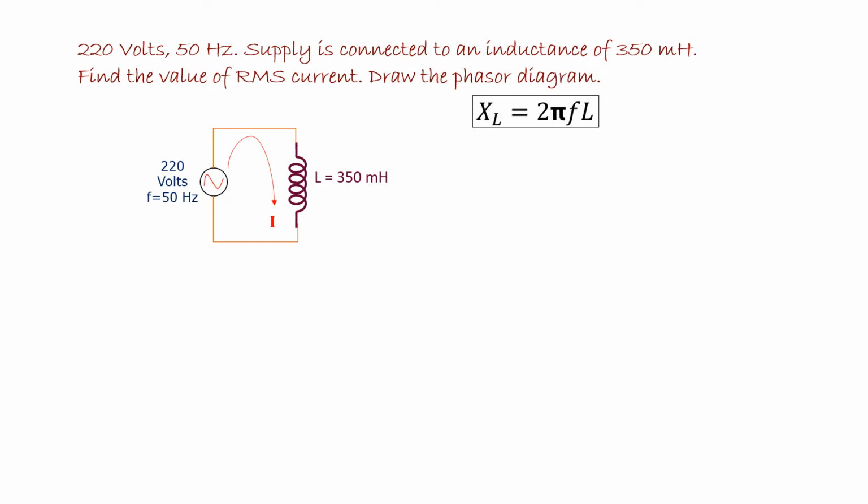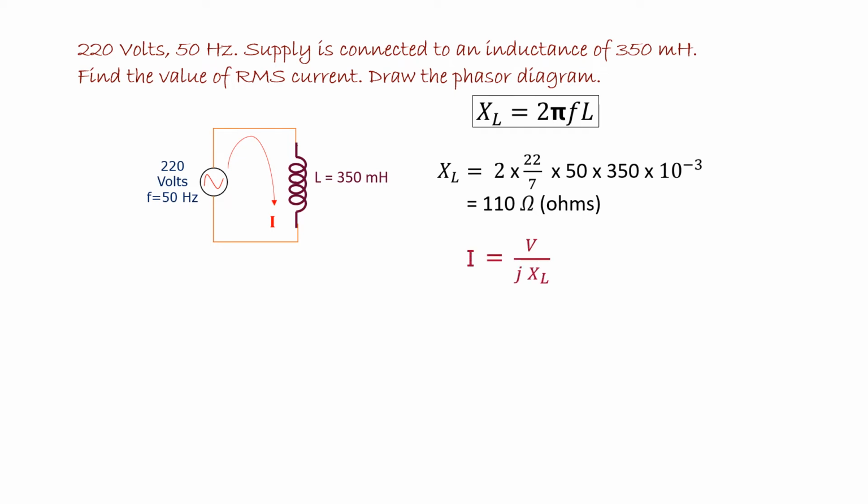Let us first find out the XL by using this formula. XL is the inductive reactance. By substituting the value of frequency and the inductance, we get XL as 110 ohms.